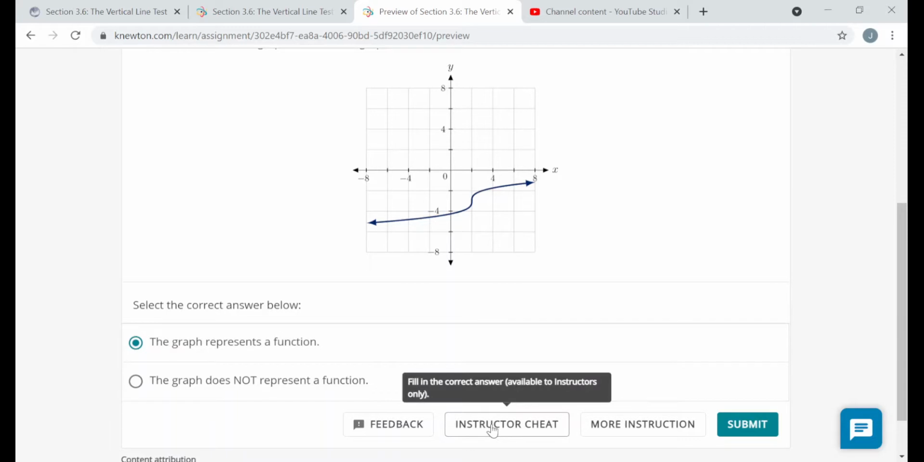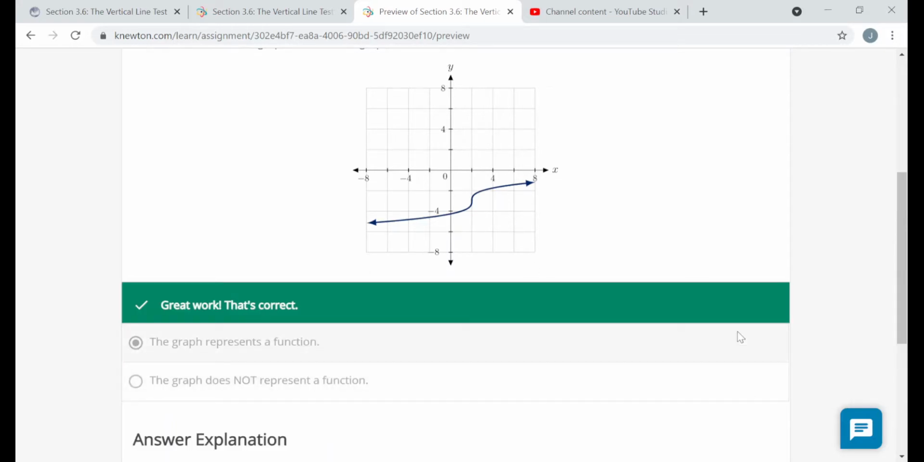And just to be sure, I'll hit the instructor cheat button. Yeah, I got it right. Obviously you can't do that. It looks bad when I drew it by hand, but this stuff is all to the left of that point, this stuff's all to the right of that point, and every single vertical line hits the graph one time, and no more than one time. So this does represent a function. Great.